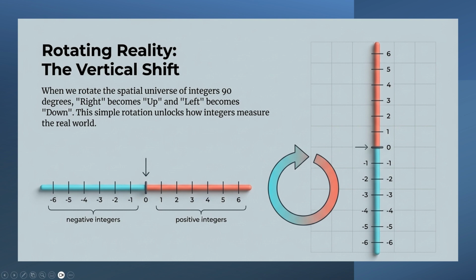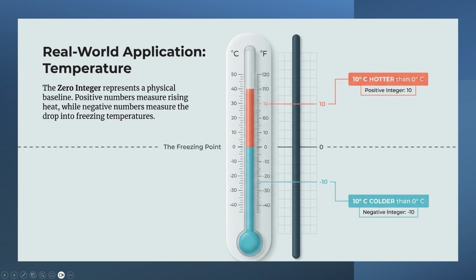Now the rotating reality. When we rotate the spatial universe by 90 degrees, the right becomes up and left becomes down. This simple rotation unlocks how integers are measured in the real world. The 0 is the middle, the down ones are the negative numbers, the up ones are the positive numbers. I think you may get an idea of a thermometer. Exactly, there's a real world application.